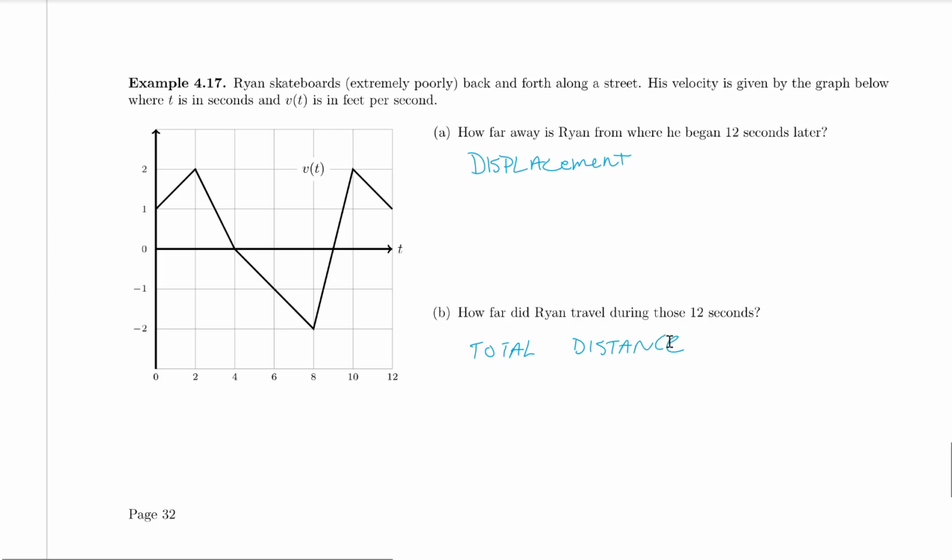Now we're going to calculate these by finding some areas. Note that our grid is going up by 1s and going over by 2s, so each box has an area of 2. If we find the area up here, we have 2. This whole triangle makes up another 2. And then we have a half, so we get a 1. So this chunk right here is an area of 5.